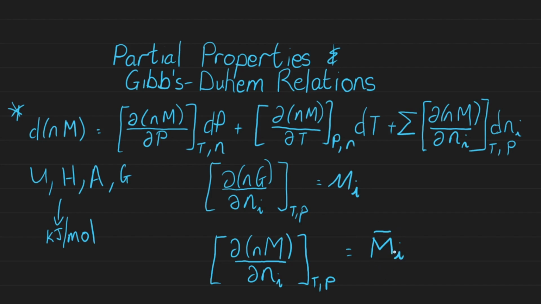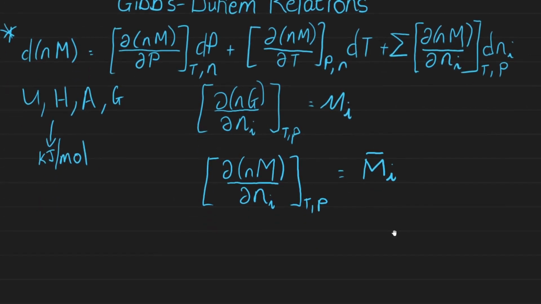So a partial property is the rate at which that particular property changes if we add a certain amount of moles of something to this property. An easy way to think about this is, let's just say we have a glass of ethanol plus water, and let's just say that there is maybe 100 milliliters of this mixture in this glass. So in this glass, there is 100 milliliters of ethanol plus water. It's a mixture.